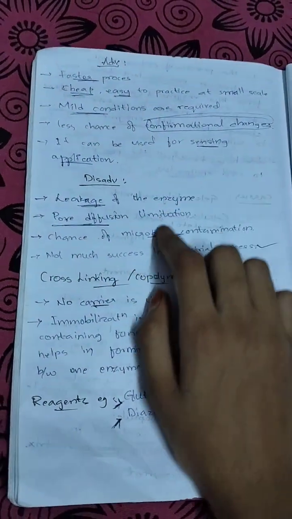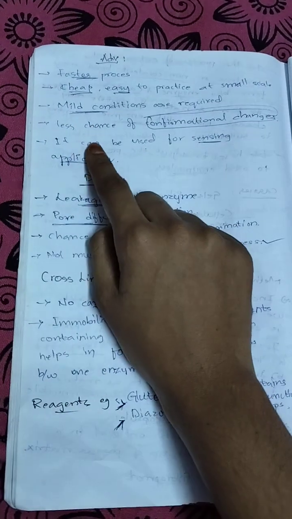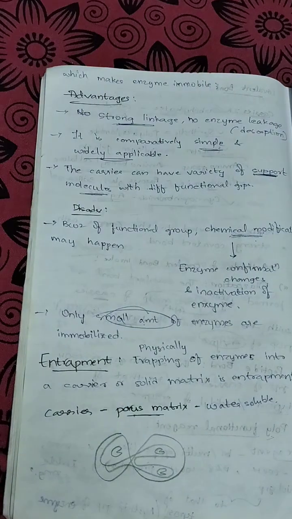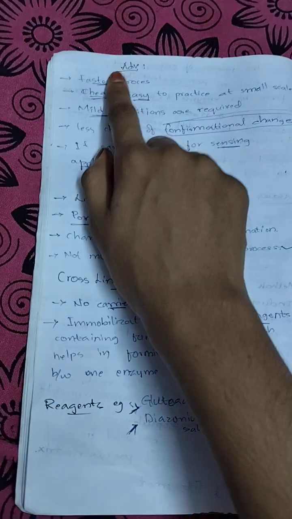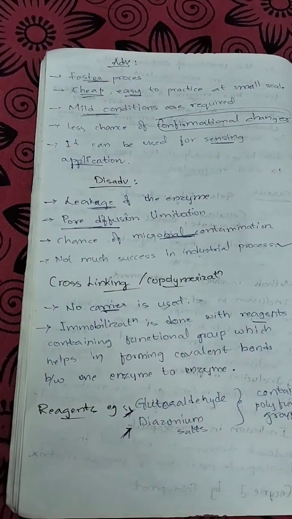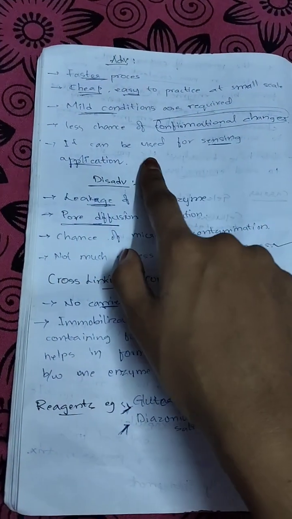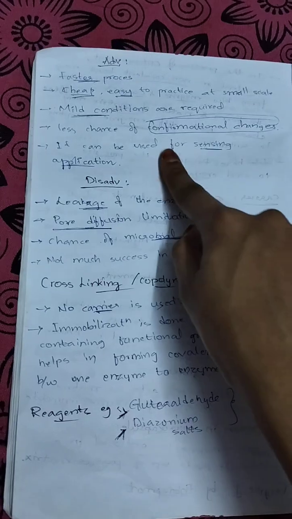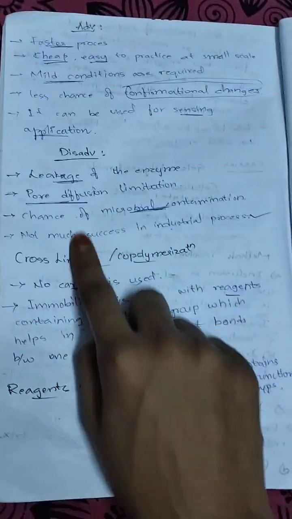For enzyme immobilization by entrapment, the advantages are that it is a faster process, cheap, easy to practice, and mild conditions are required. Conformation changes do not happen. It is used for sensing applications.